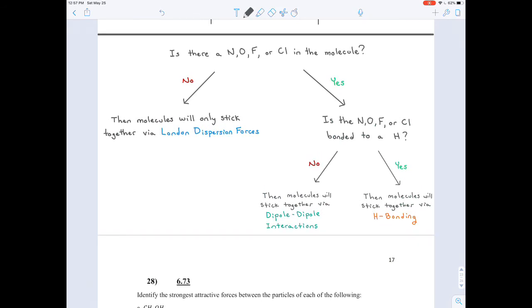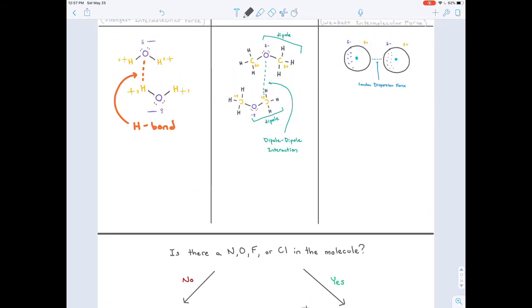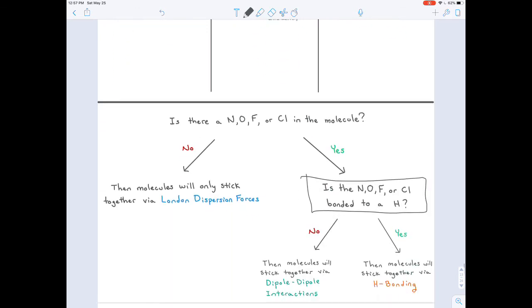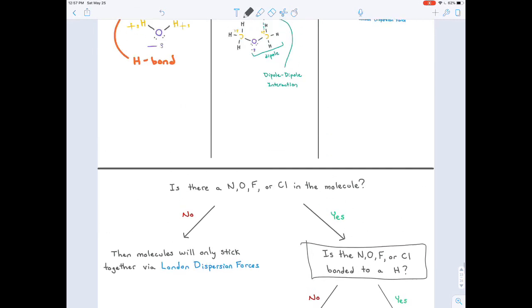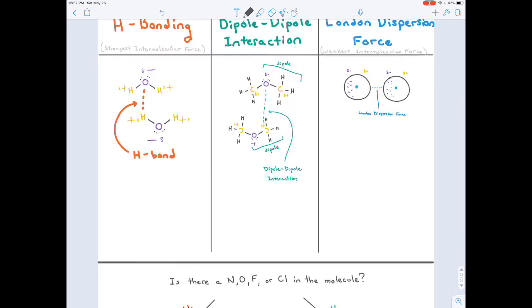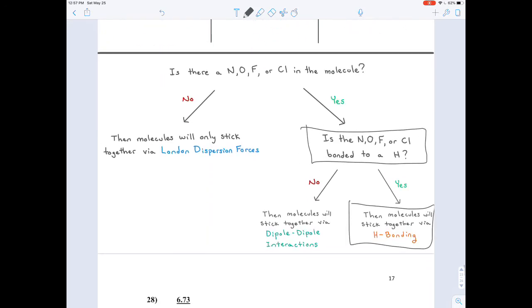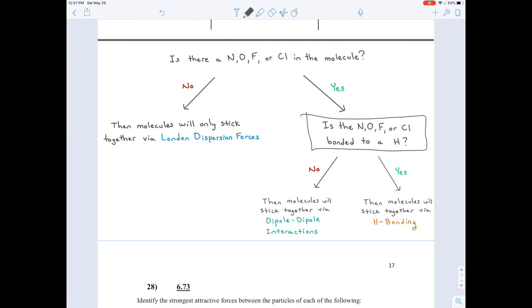Okay, so if there is a nitrogen, oxygen, fluorine, or chlorine, then you have to ask yourself another question. Is that nitrogen, oxygen, fluorine, or chlorine bonded directly to a hydrogen? If it is, like in the case of water, you can see the oxygen is bonded directly to hydrogen, then you'll have that hydrogen bonding. The difference in electronegativity will be so big that the positive charge on hydrogen and the negative charge on oxygen will be almost full, and they'll really attract each other in a strong way.